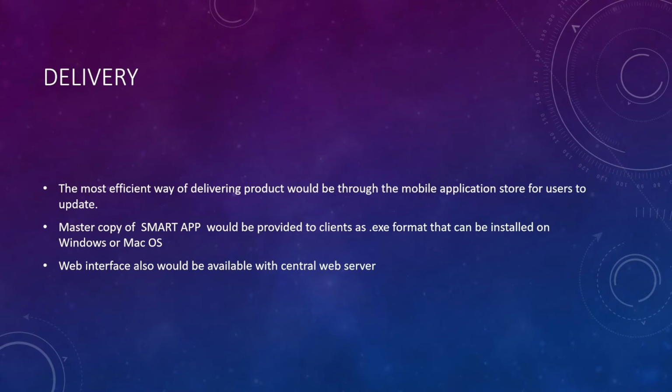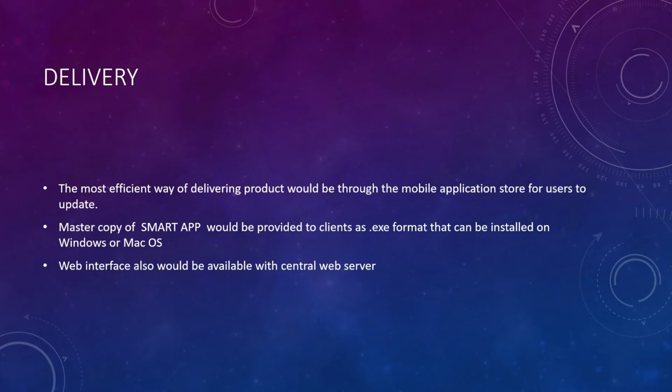So now we'll be talking about the delivery of our product. Our main and most efficient way of delivering our product, which is the Smart App, would be through a mobile application store for users to update. This would be primarily using either the Apple Store application for iPhone users or Google Play for Chrome OS and Android phones. We would also be providing a master copy of the Smart App to clients as an exe format that they can install on their Windows or Mac OS devices.